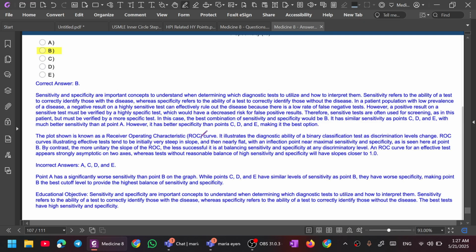However, B has better specificity than points C, D, and E. Why? Because here is one minus specificity, so the higher will be on this side instead of that side. So E will have low specificity because it's on this side, and D too, even if it has higher sensitivity. Because here it's just one minus specificity. So instead of going bigger here, it goes bigger here. Now it fits. Now it makes sense. But the other thing they explain right here, the ROC curve thing, I don't understand what they mean.